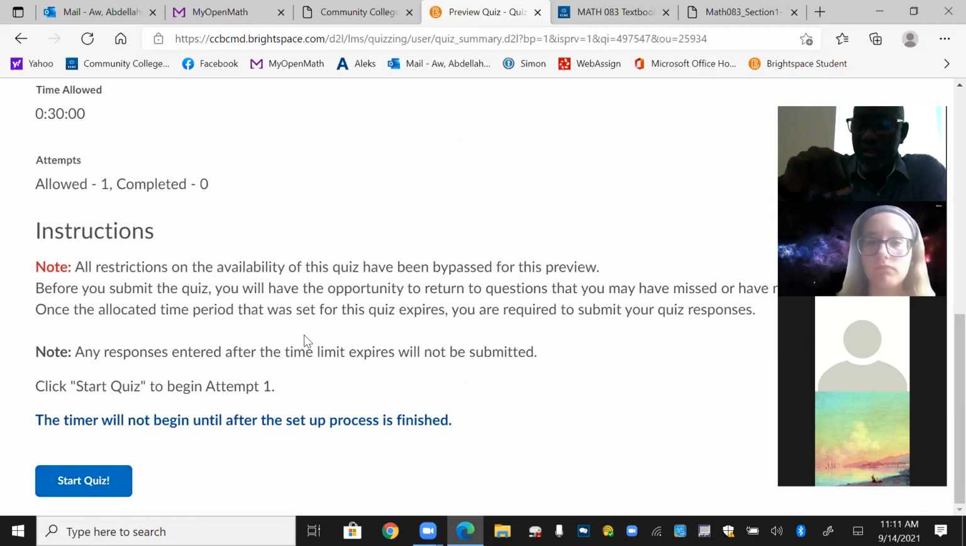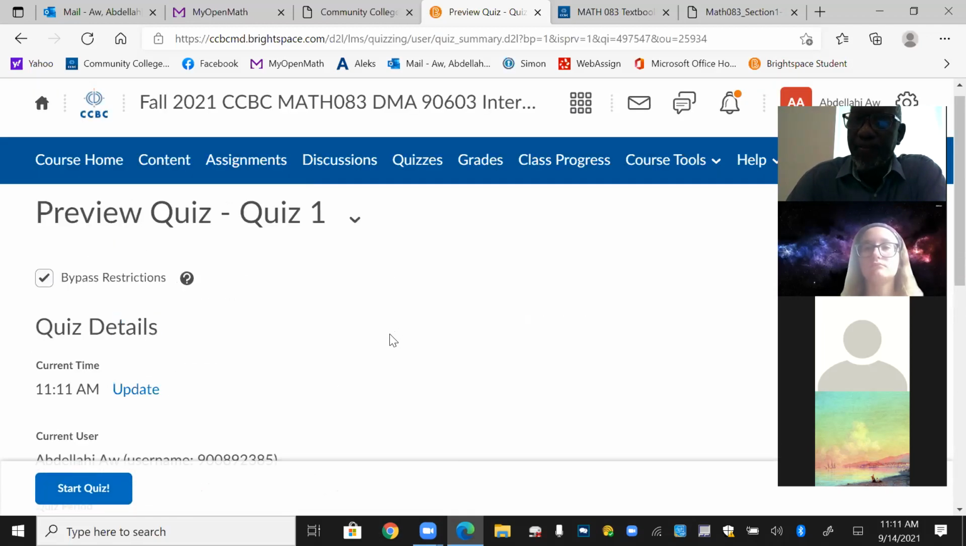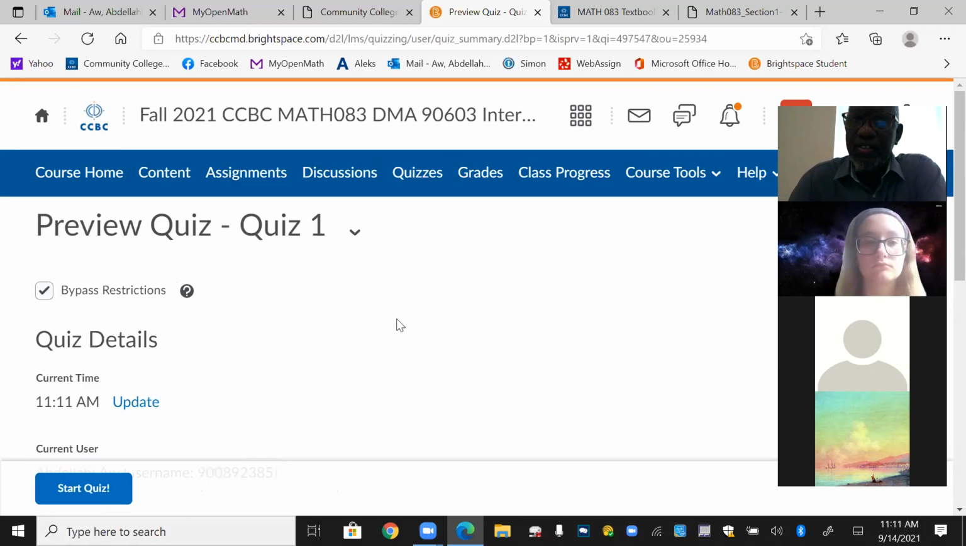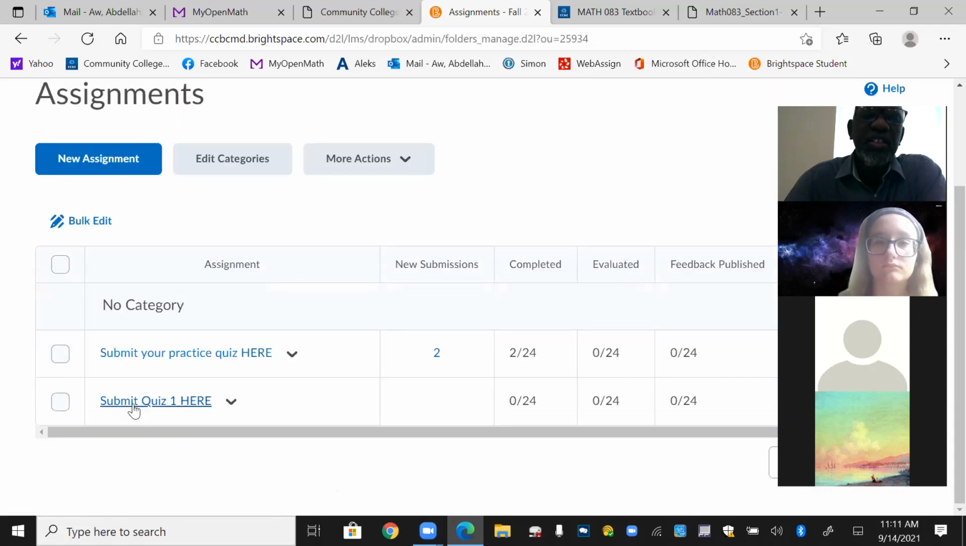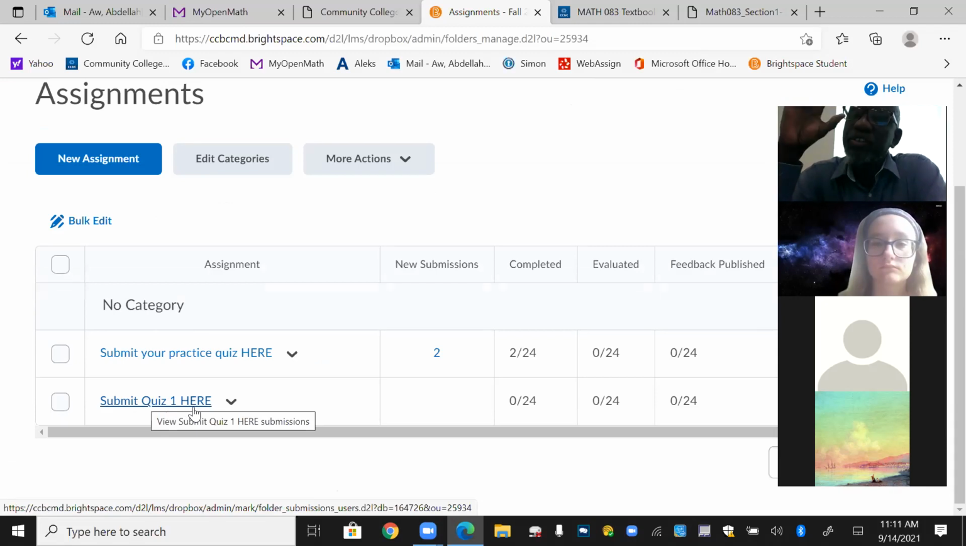Then you take a separate paper. If you don't have a printer, it's okay. You take a separate piece of paper where you write your name, and you write question number 1 and answer it, question number 2 and answer it, etc. If you do 2 papers, it's okay. When you finish, you scan them, you get a PDF file that you save in your device. Then you come to assignments here, where you see the submit your quiz 1 here. This is where you submit your file. The quiz tab is just for you to see the quiz.